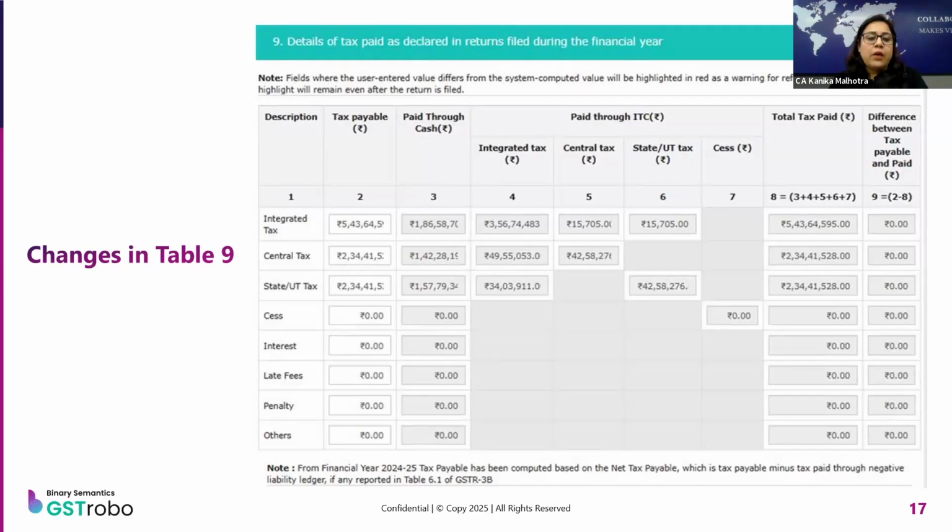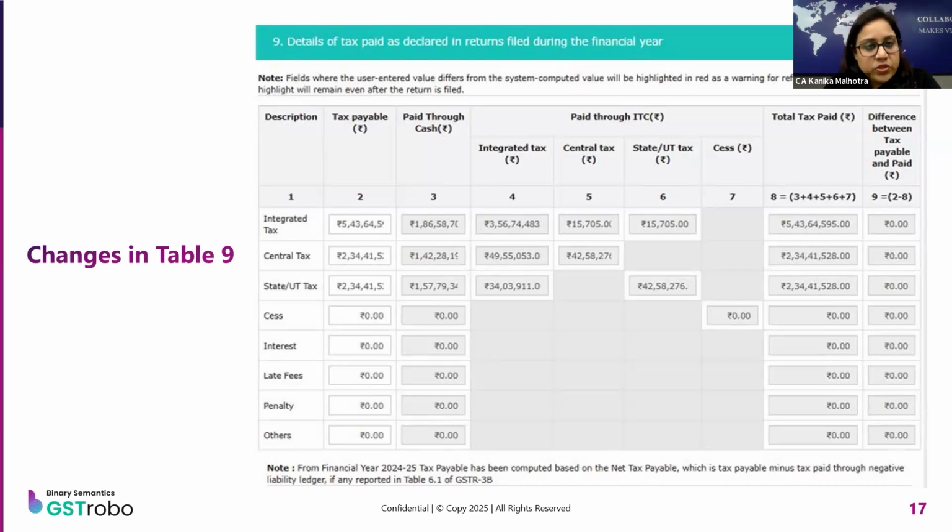Another point I need to draw your attention to is that if any negative liability ledger is negative, like it is an excess, then it will not be reflected here. Suppose you have a liability of 1000 rupees and your negative amount is 1100 rupees. So that negative 100 will not be reflected here. Only the positive outcomes, even after adjustment of those negative liability ledgers, will be reflected here. So this was all about table 9.